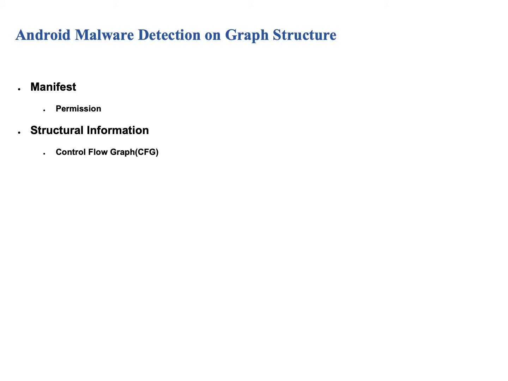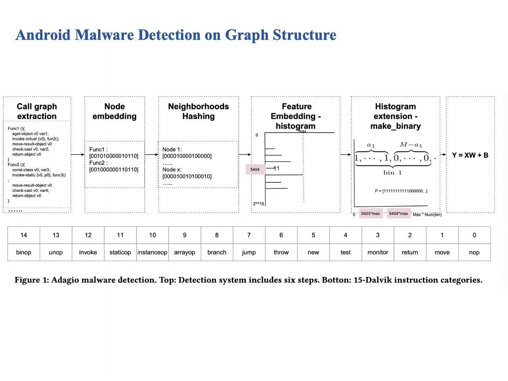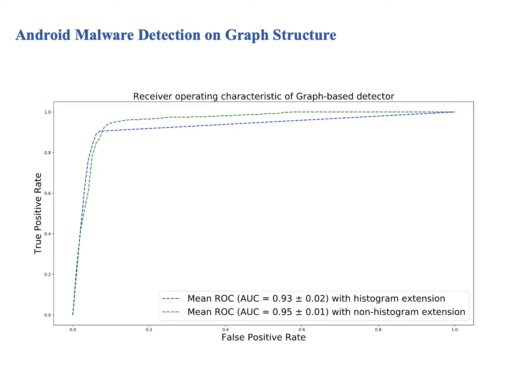So we can use a control flow graph, data flow graph, function call graph, and program dependency graph to find the features of the benign applications and the malicious applications. In our work, we use a function graph-based malware detection system. Here, we have a function, and each function is composed by. Here we have 6 steps, and the 5th step of the malware detection is the histogram extension and no histogram extension.